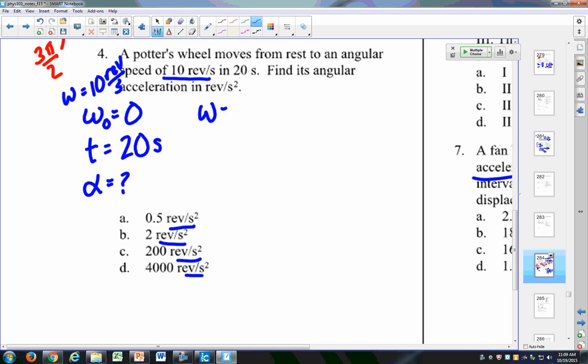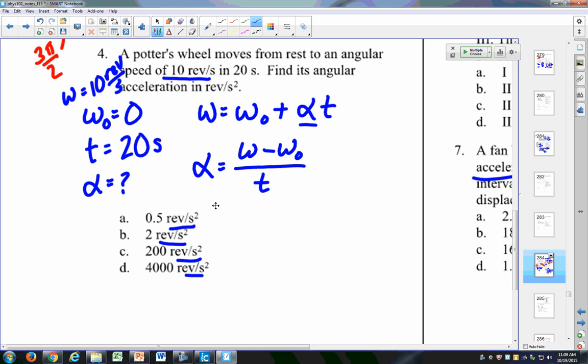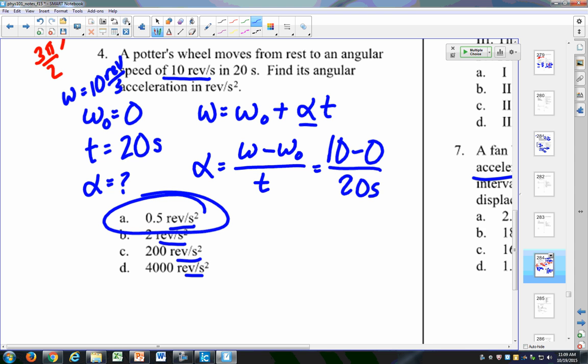So I have omega equals omega naught plus alpha t. I'm looking for alpha. Subtract omega naught from both sides, divide by t, and I can find my angular acceleration. That's going to be 10 minus 0, divided by t, which is 20 seconds. 10 over 20. So A is the right answer here, 0.5 revolutions per second squared.